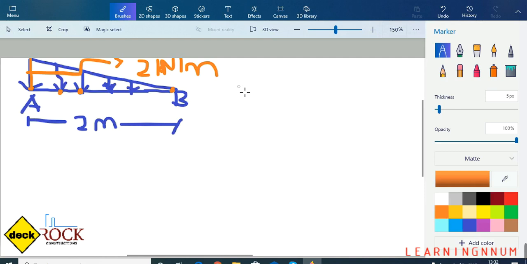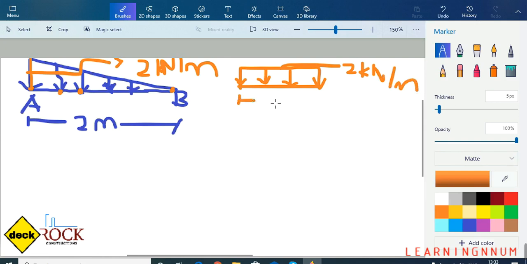But in the case of UDL, what does it mean? Uniformly distributed load. Uniform means the load is continuous across the length of the beam. Suppose this is UDL, and you assume that this is also 2 kilonewtons per meter, and this length is also 2 meters. So this means that for every 1 meter, 2 kilonewton load is acting. Understanding? Okay.